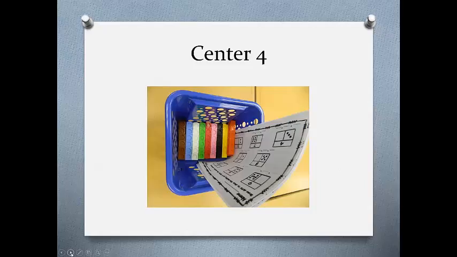Center 4 is usually my technology center, but we were having some technical difficulties this week, so we did a subtraction work mat center where it shows the whole and 1 part, and they could draw and count up to find the other part, or they could count on their fingers, or they could use the cubes if they'd like, and then they wrote a subtraction sentence below to match their picture.